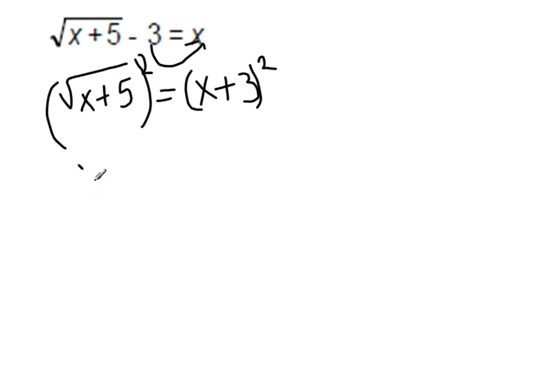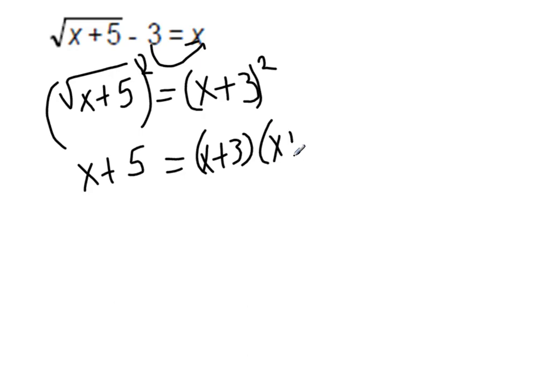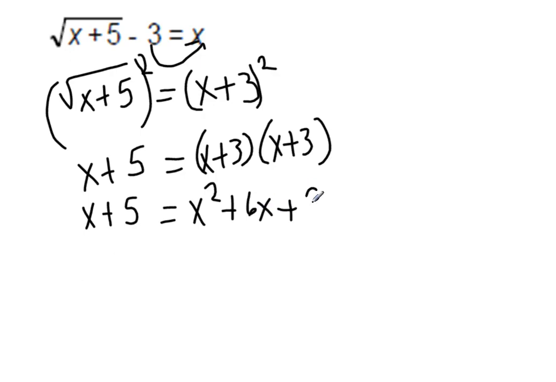So now I have x plus 5 equals, now remember when I square this, I have x plus 3 times x plus 3. So now we've got to go back and multiply those binomials. I have x plus 5 equals x squared plus 6x plus 9. So now you should look at this and think, oh, I've got a quadratic. So now I've got to solve using a quadratic.